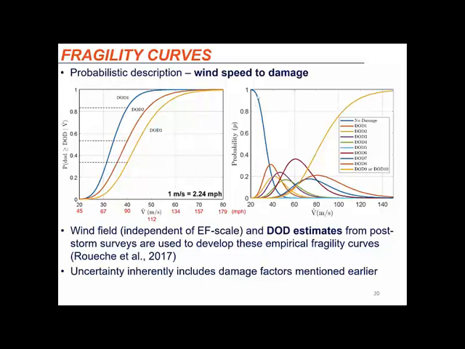So obviously for lower wind speeds, the most likely outcome is no damage. And as you move to higher speeds, you're going to get to more extreme damage states for DI2. But another thing I want to point out here is the uncertainty.